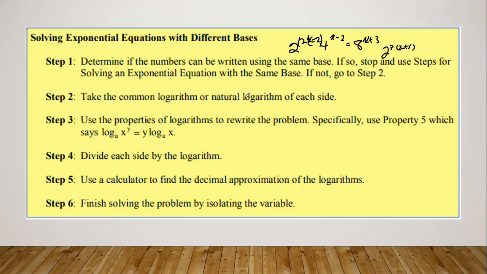So next, we're going to take the common log rather than the natural log. Like I said, we're not dealing with natural logarithms yet. So we're just going to take the common log of each side. Use the properties of logarithms to rewrite the problem as a multiplication. So you're taking your exponent and moving it to the front as a coefficient, and then we're going to rewrite it just like so. We're just using our exponent power property. Divide each side by the logarithm, and then we're going to use a calculator to find the decimal approximation. We're definitely going to have decimals, so you're definitely going to need your calculator, just to use your logarithm button. And then we're just going to finish by isolating the variable.